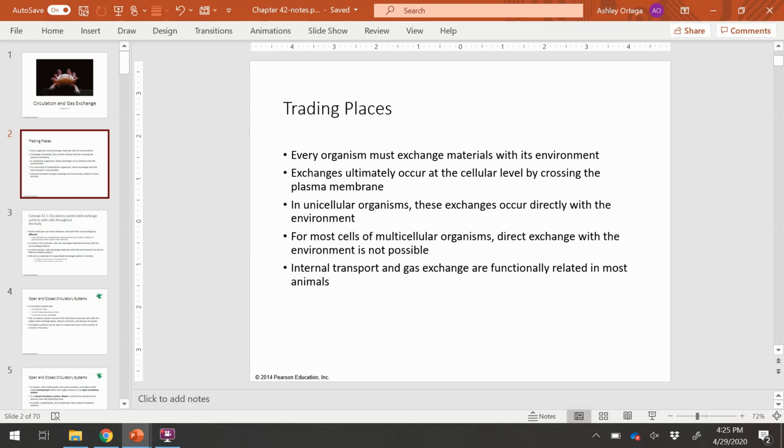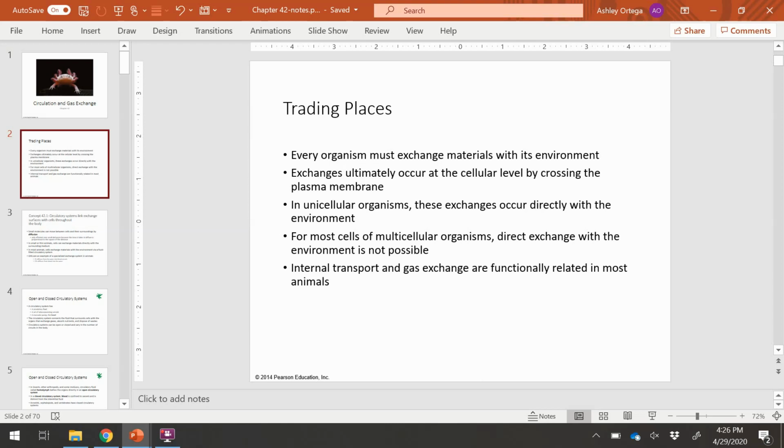So every organism must exchange materials with the environment. As we've seen through these vertebrate and invertebrate chapters, every animal we've looked at had some way of exchanging materials with their environment, getting food, getting oxygen, getting carbon dioxide for plants. I mean, every living organism needs to exchange materials.